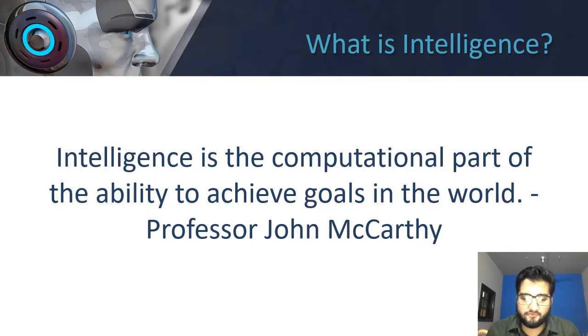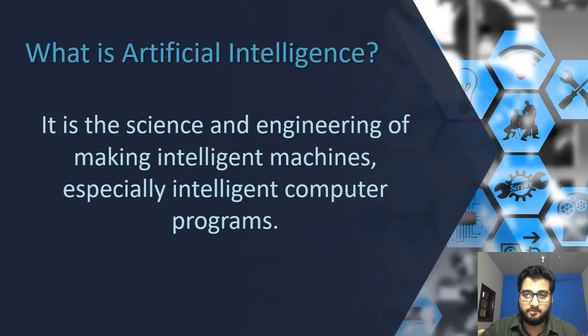I'm going to start off where we started off in our course at Habib. So I'm just going to quote Professor John McCarthy. He is considered the father of artificial intelligence, a former professor at Stanford. As he said, intelligence is the computational part of the ability to achieve goals in the world. And I'm going to also quote him on the question when someone asked him what is artificial intelligence. According to him, it is the science and engineering of making intelligent machines, especially intelligent computer programs.